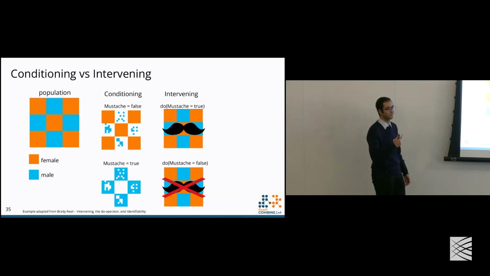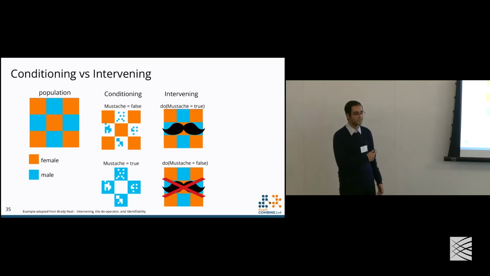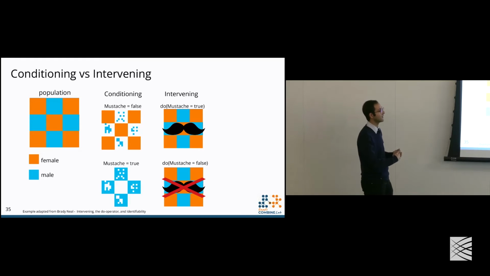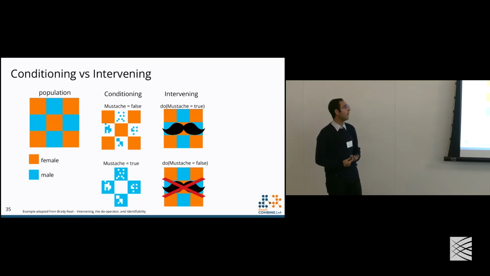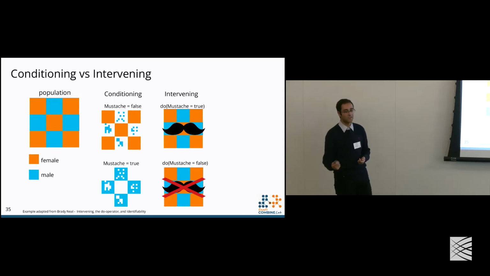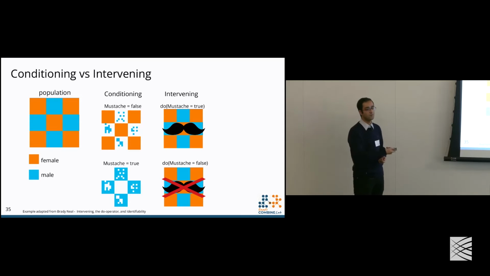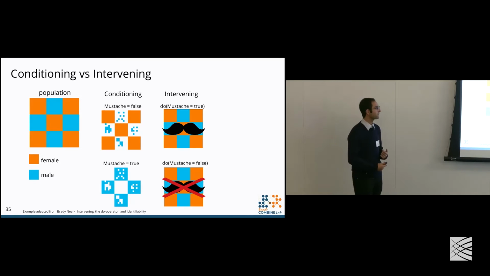Now, this might seem like a very silly example with mustaches, but you can easily draw the parallel between this and, say, randomized control trials. Because if you're just observing the population and some people have taken a treatment, some people haven't, that is what we call conditioning. If now you're no longer just observing the population, but forcing half the population to take this treatment and the other half to not take this treatment, we arrive at intervening on that population. So we are controlling what that population is doing.